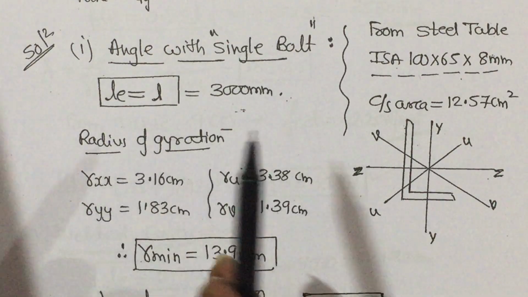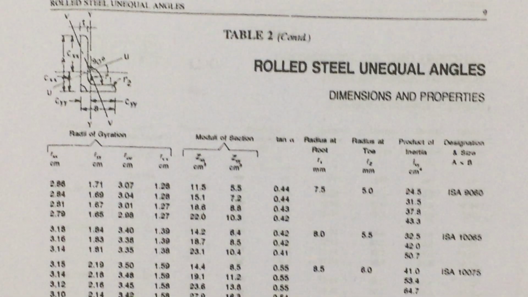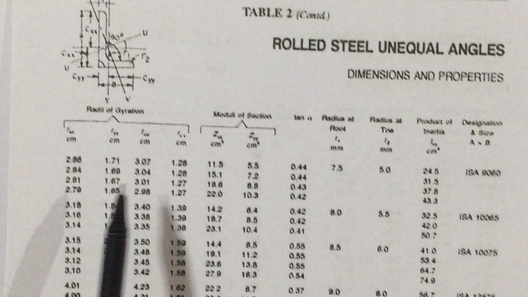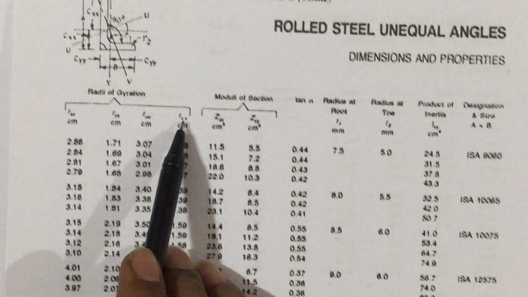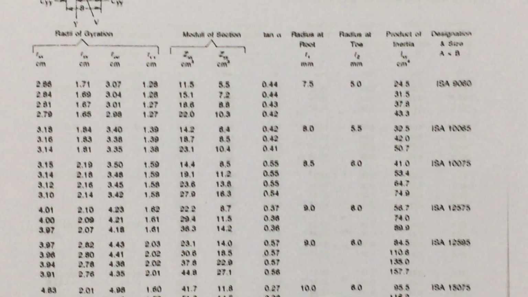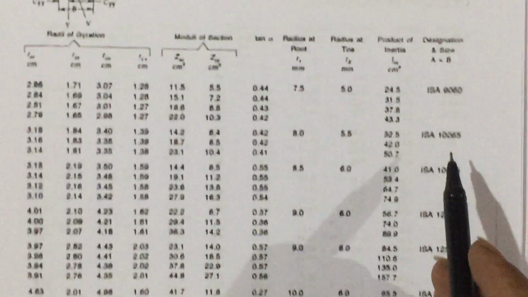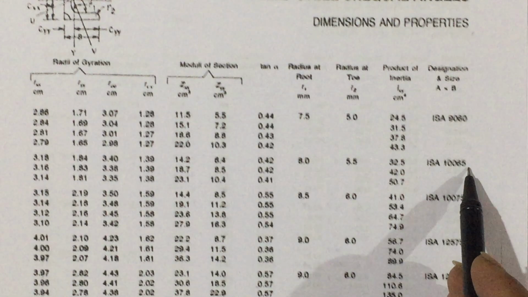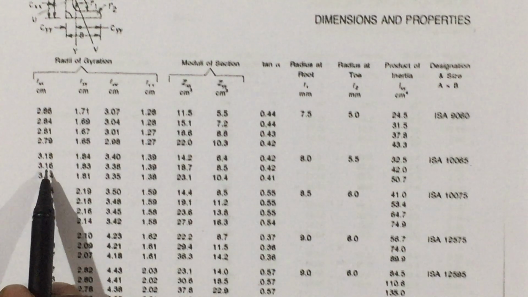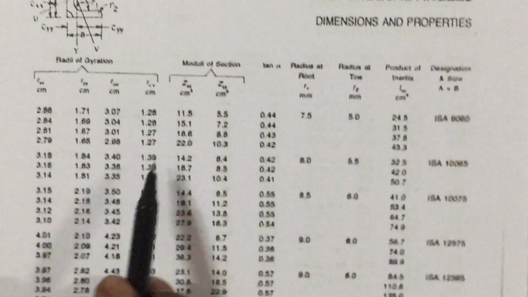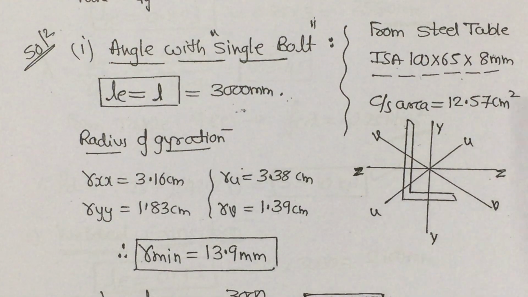Then we need radius of gyration values. For that, go to the beside page or the next page. Here you are going to get radius of gyration RXX, RYY, RUU, RVV. Then we have the designation here. We need 100 by 65 by 8 mm. Here 8 mm is the second one. Then we have the values like 3.16, 1.83, 3.38 and 1.39. Write down these values. It is in terms of centimeters.